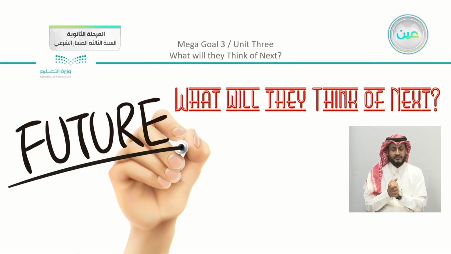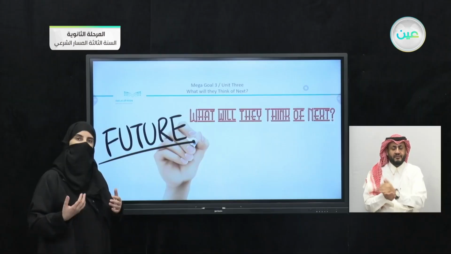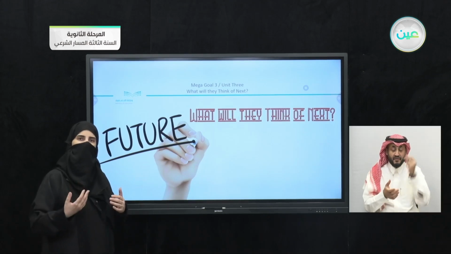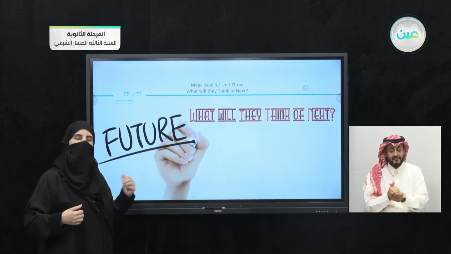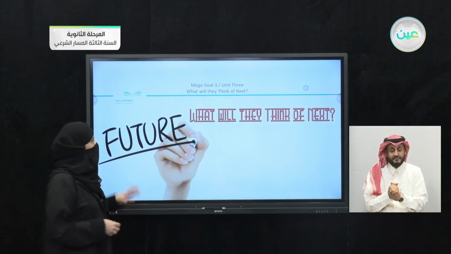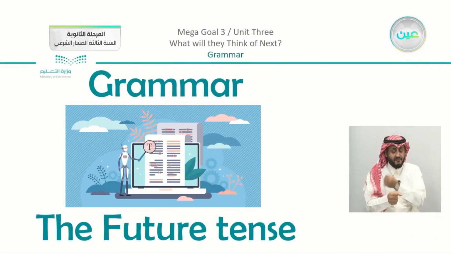Now, going back to our title, what will they think of next? Here, the title indicates that we are talking about things that are going to happen in the future, as we did mention in our last lesson. Now, we are going to also talk about the future, but this time we are going to study the future tense, which is going to be our grammar lesson for the day.